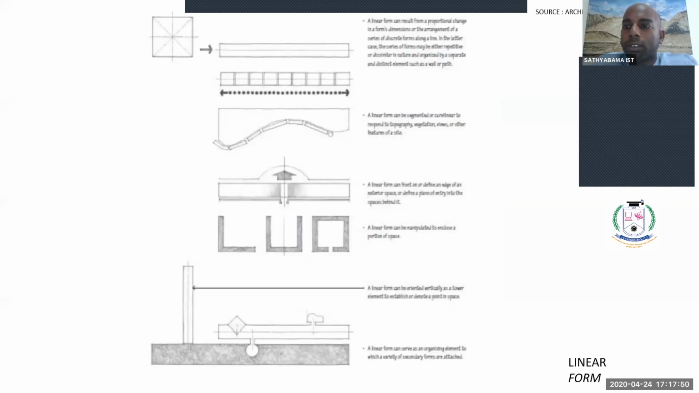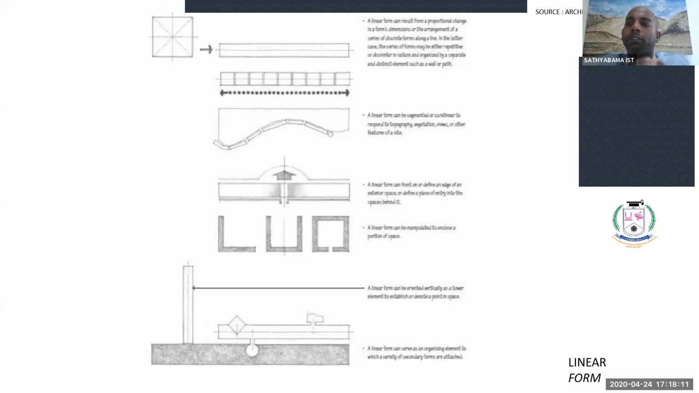Right. The next thing is a linear form, right? So a linear form can be got by extending a form along one direction. You get a long, linear configuration.